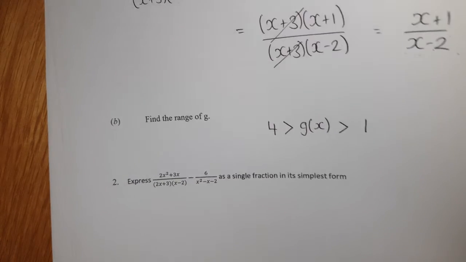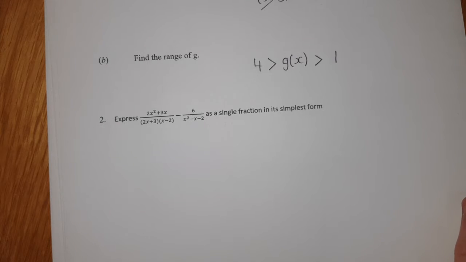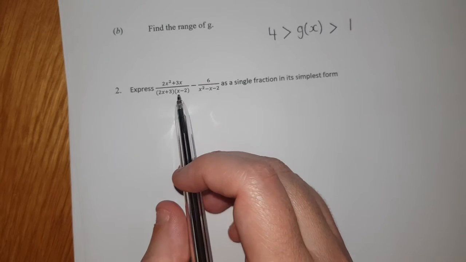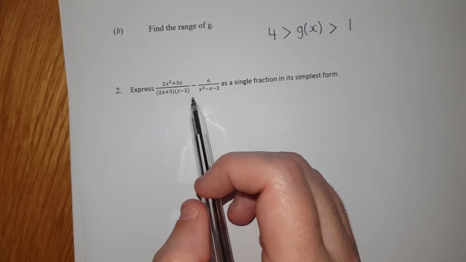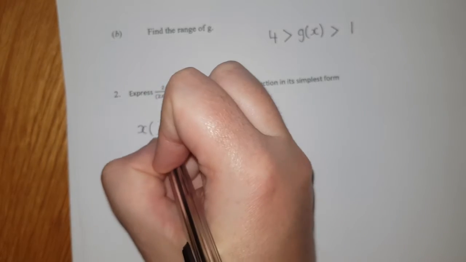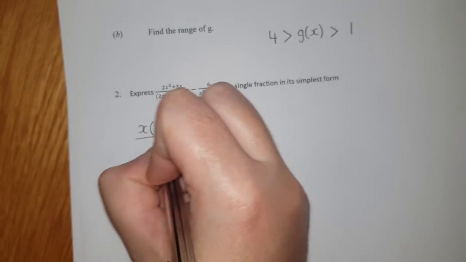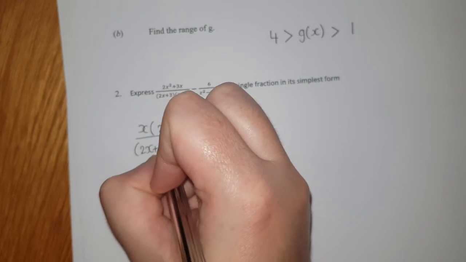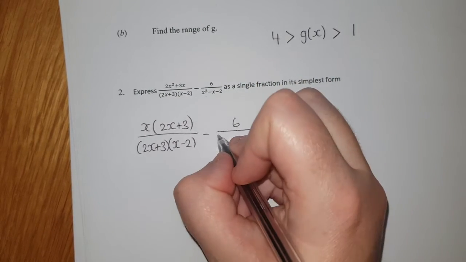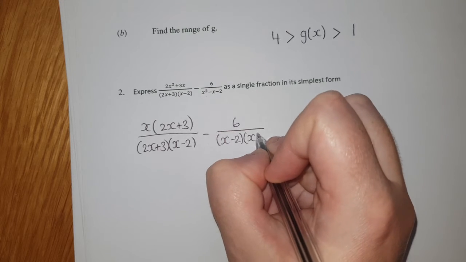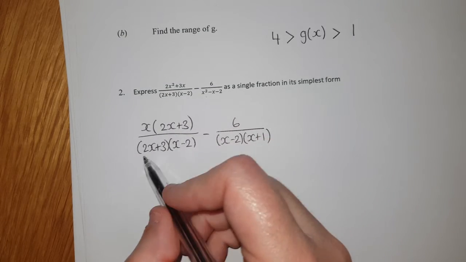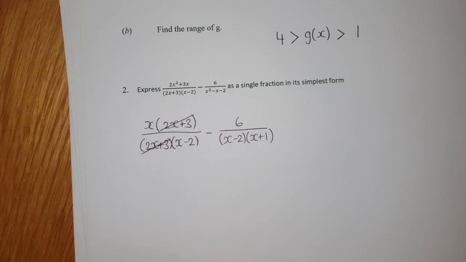Right, if we look at the second one, we want to express this function as a single fraction in its simplest form. So again, we're going to start with making any terms that need factorising factorised first. So on the top, I can factorise out an x to give me 2x plus 3 on the top of that fraction. And I can factorise the bottom of this into x minus 2, x plus 1. So before we even start thinking about making the denominators the same, I can already see that in this fraction, there's a 2x plus 3 on top and bottom.